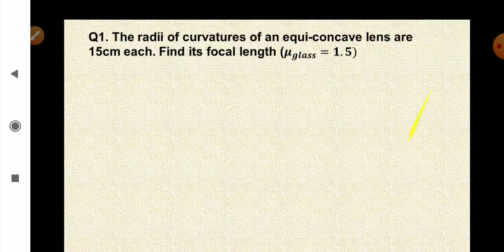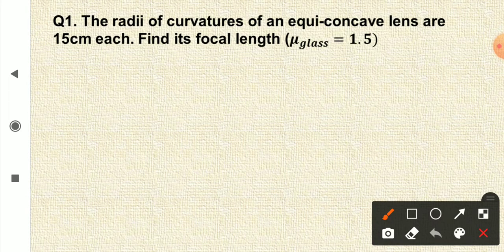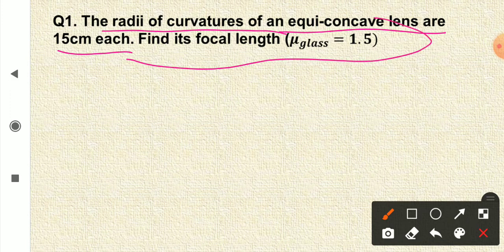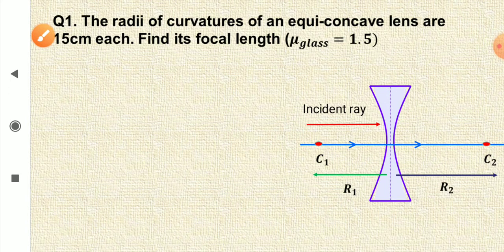what if the lens was a concave lens? Now, the radii of curvatures of an equiconcave lens are 15 centimeter each. Find its focal length in air, and mu of glass is given to be 1.5. And look at this diagram now.